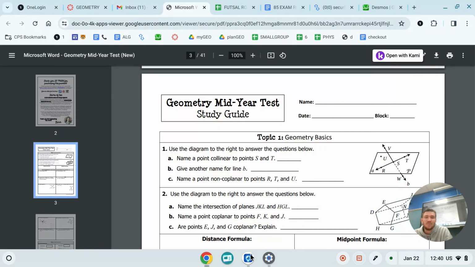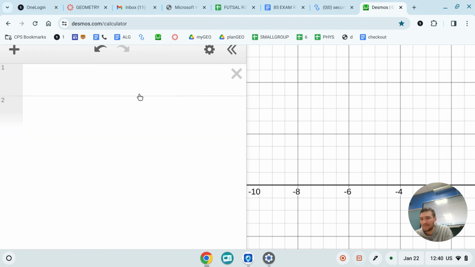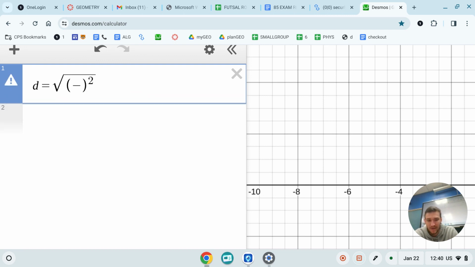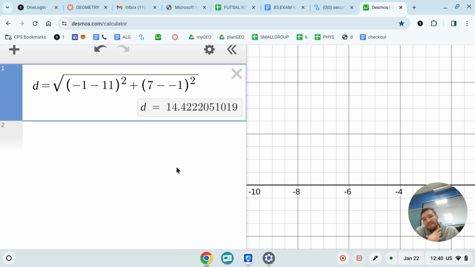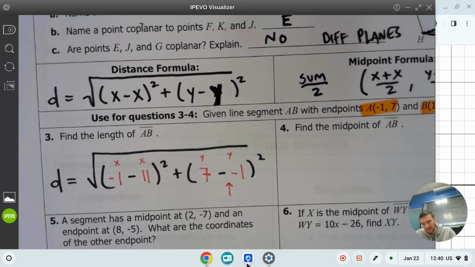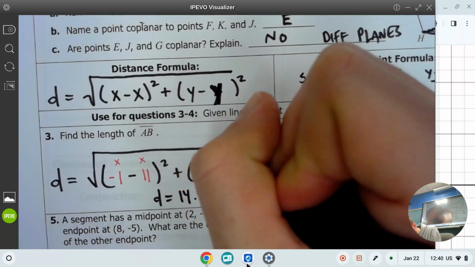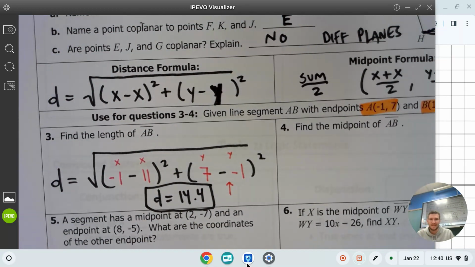We type it in, and we don't always expect a nice number. Sometimes we get a decimal. D equals SQRT, parentheses minus parentheses squared plus parentheses minus parentheses squared. Then let's put those numbers in. -1 and 11. Over here we had 7 and -1. When I type all that in, I got 14.54. Let's just go with 1 decimal. D equals 14.4. Good enough. That's just a formula. We're moving on.